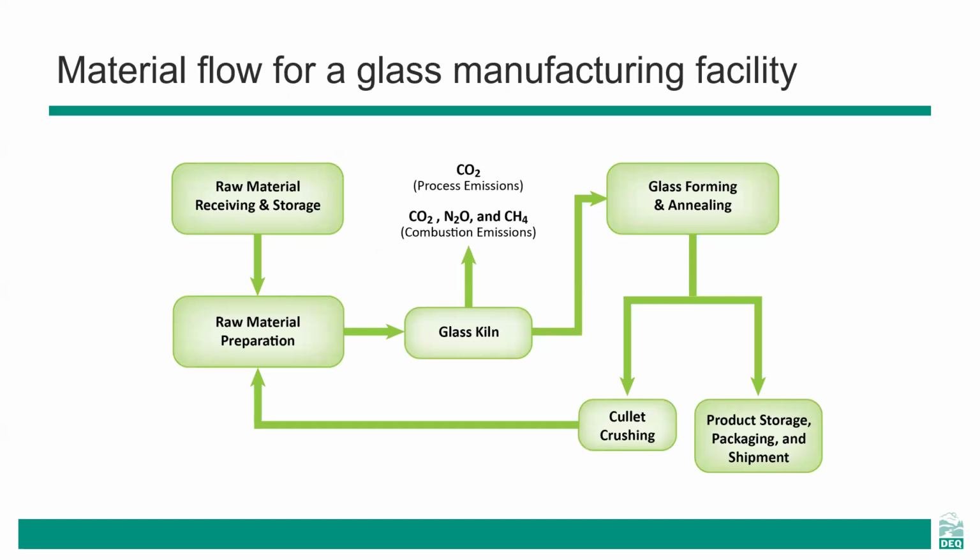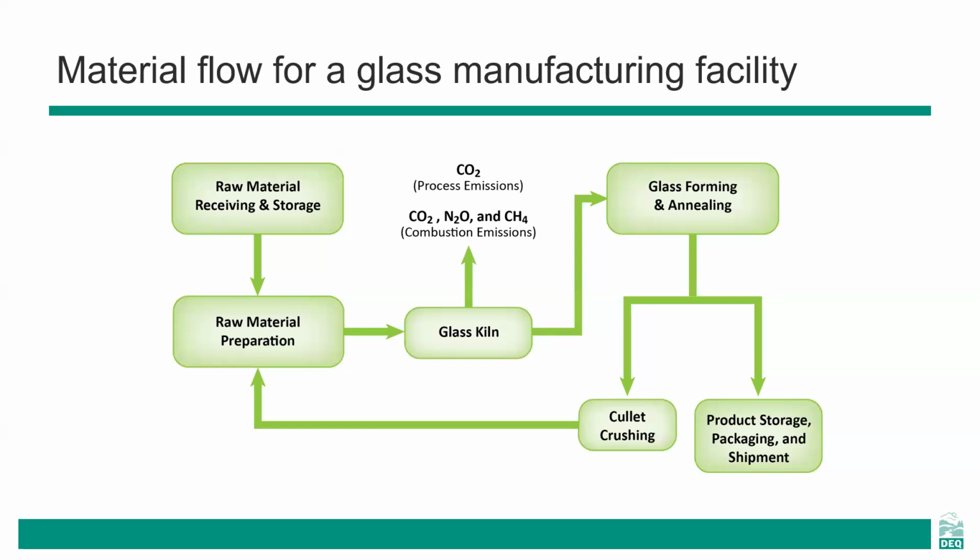We are now looking at the material flow for a glass manufacturing facility. Note that the glass kiln is the only area with process emissions. The emissions from the glass kiln arise from 2 sources. The first are the combustion-related emissions from the burning of fossil fuels. The other source of emissions comes from the calcination of carbonate-based raw materials, a process that releases carbon dioxide.